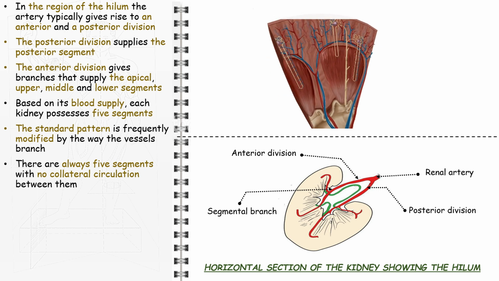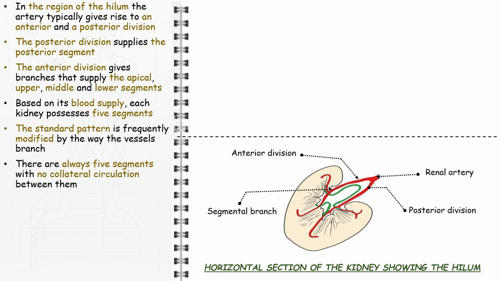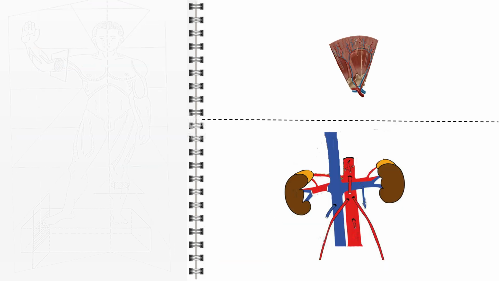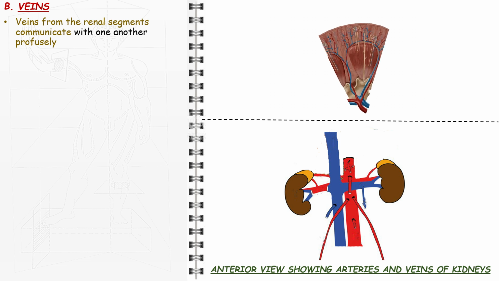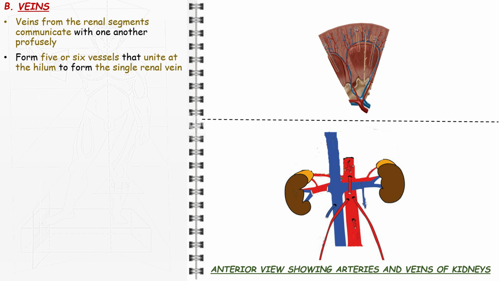The arteries of the renal capsule may be provided by the renal artery, the genital artery or colic arteries. Polar arteries may rise from the renal artery or the aorta and can be superior, inferior, or both, respectively by frequency. The veins from the renal segments communicate with one another profusely, unlike the arteries. They form 5 or 6 vessels that unite at the hilum to form the single renal vein.